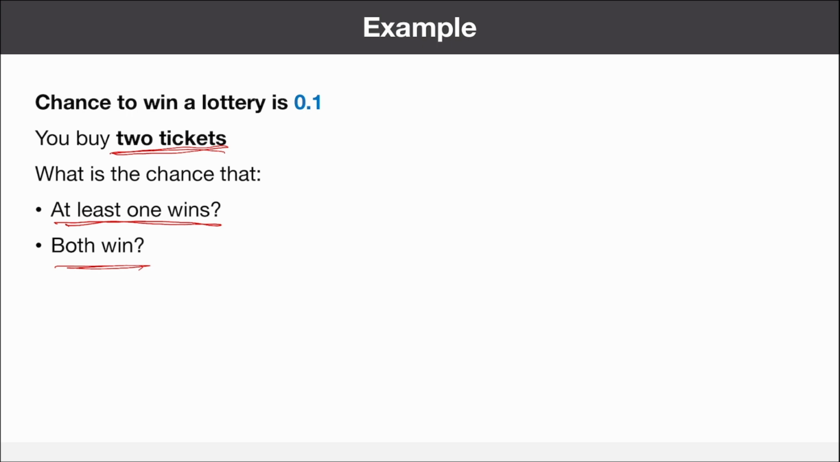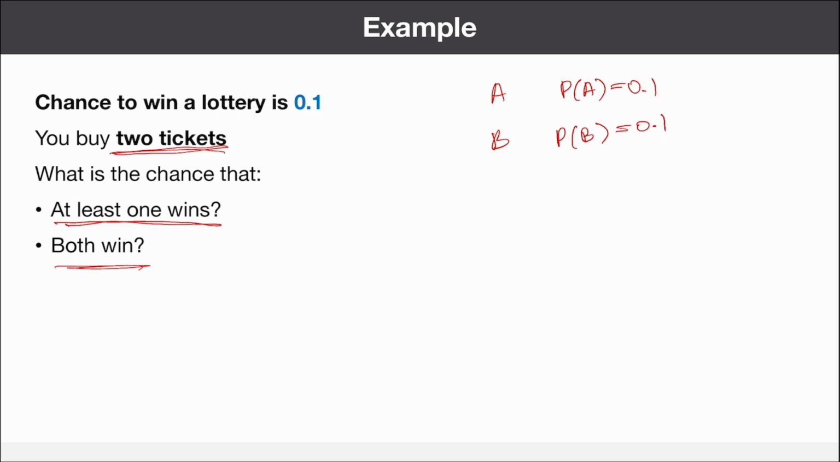Okay, now the solution. So we have 2 events. Event A means that the first lottery ticket wins. The chance for event A is 0.1. Event B, the second lottery ticket wins. The chance for this is 0.1. Apparently they're independent, right? So winning one doesn't influence the chance of winning the other one.